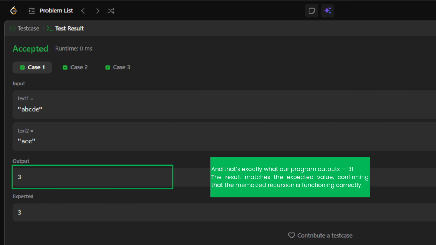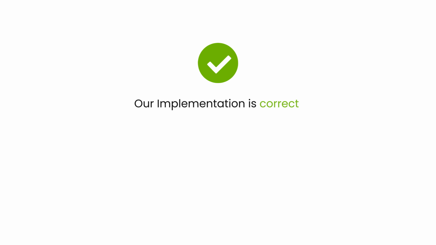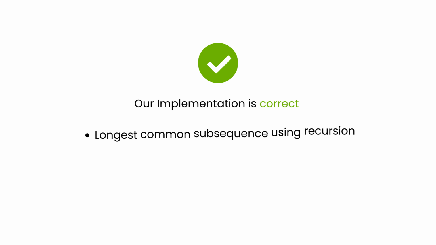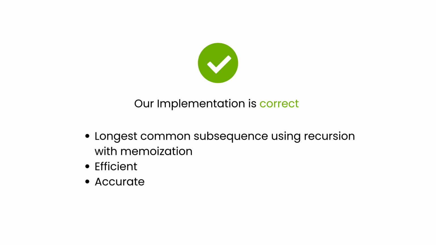And that's exactly what our program outputs. 3. The result matches the expected value, confirming that the memoized recursion is functioning correctly. Wrap up. So, our implementation is correct. The algorithm successfully computes the longest common subsequence using recursion with memoization, efficient and accurate.